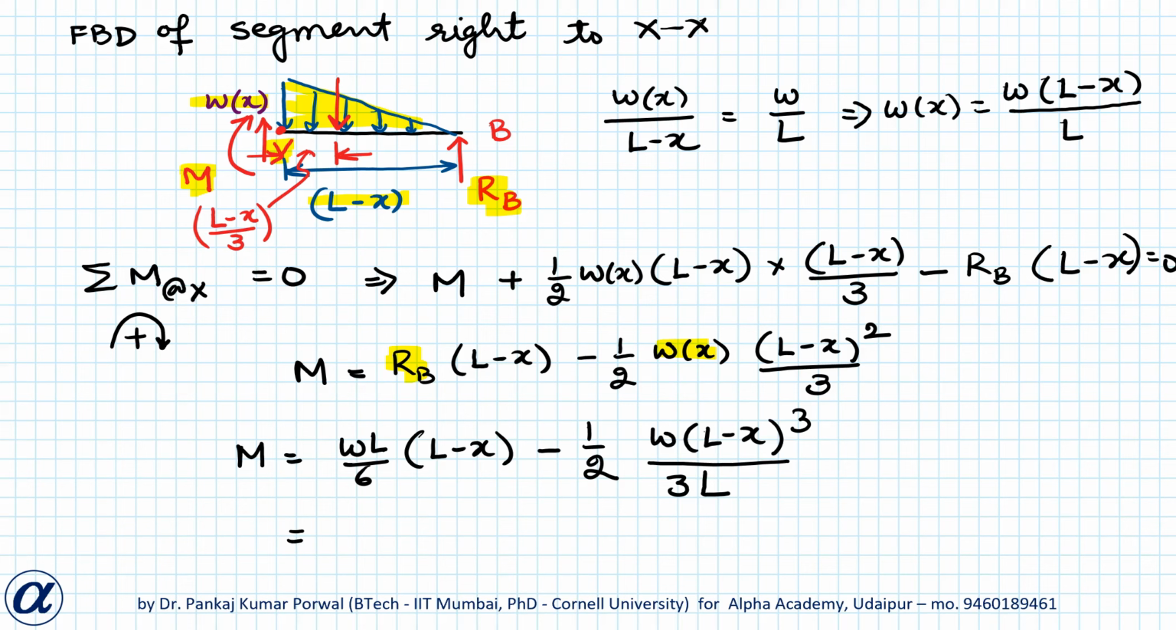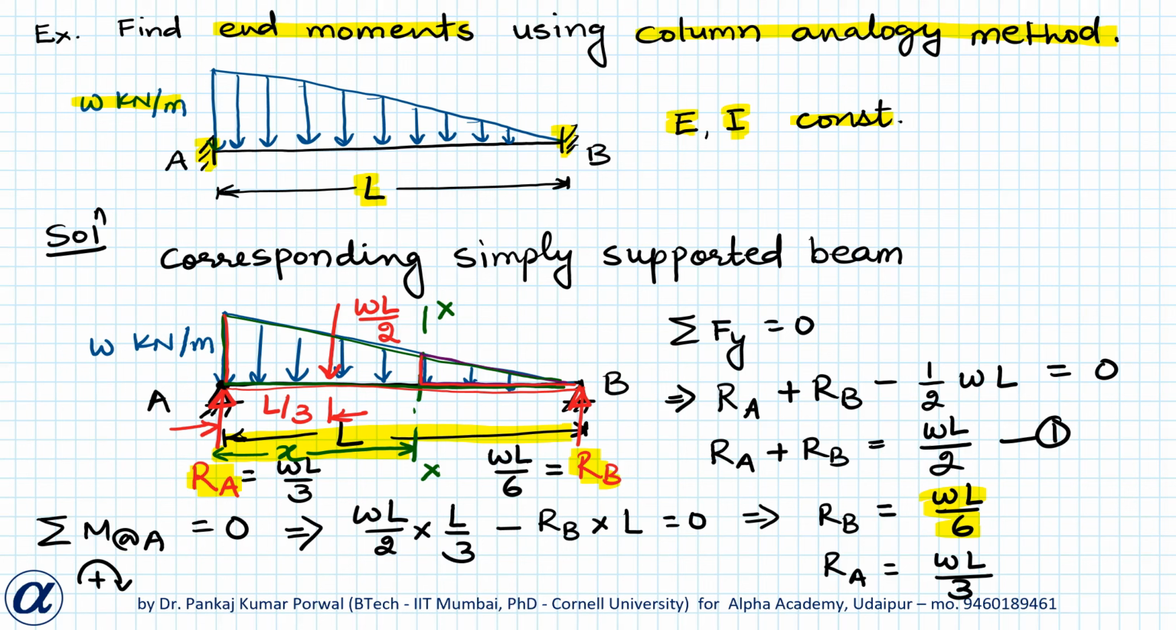Or I can write this as WL by 6 into (L minus X) minus W by 6L into (L minus X) cube. So this is my variation of bending moment along the length of this corresponding simply supported beam. Now the next step is to draw the analogous column.